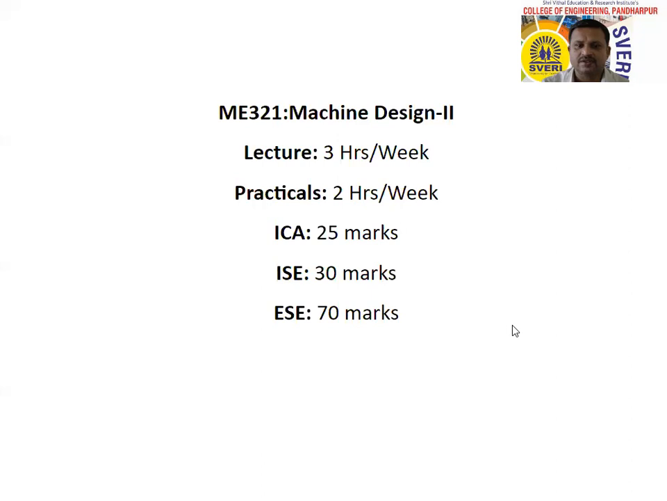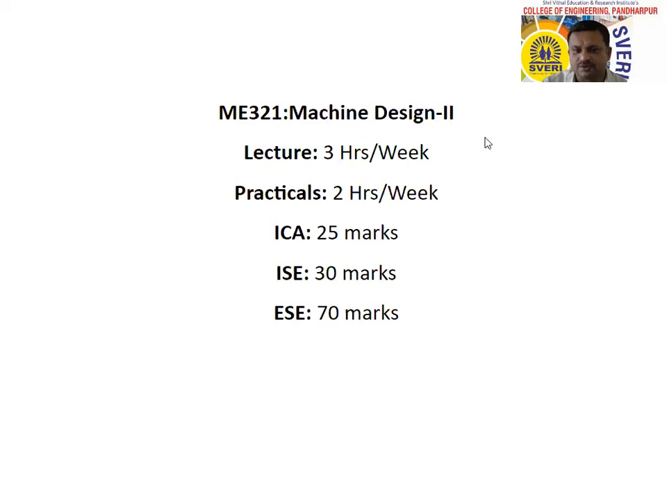Now, we will see the subject. First is its code, course code ME321. What is the meaning of ME321? ME means mechanical engineering, 3 means third year, 2 means second semester, and 1 means in second semester the first subject is machine design 2. This nomenclature is there.